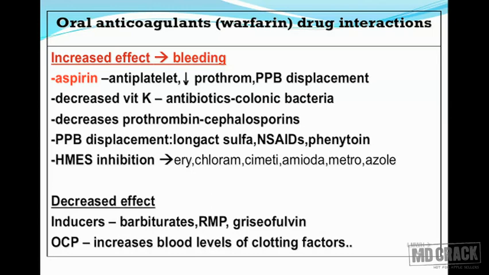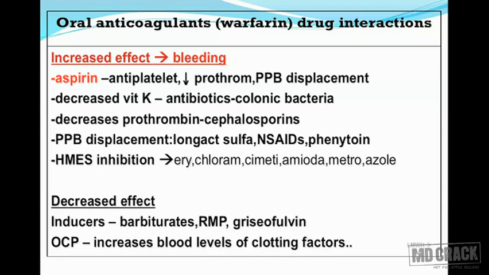So this is regarding some important drug interactions. It's essential to remember the drug interactions because warfarin is a highly plasma protein binding agent, number one. Secondly, there are many agents which interfere with either vitamin K synthesis, or there are agents which affect the prothrombin synthesis or have an antiplatelet effect. All these are going to interact.